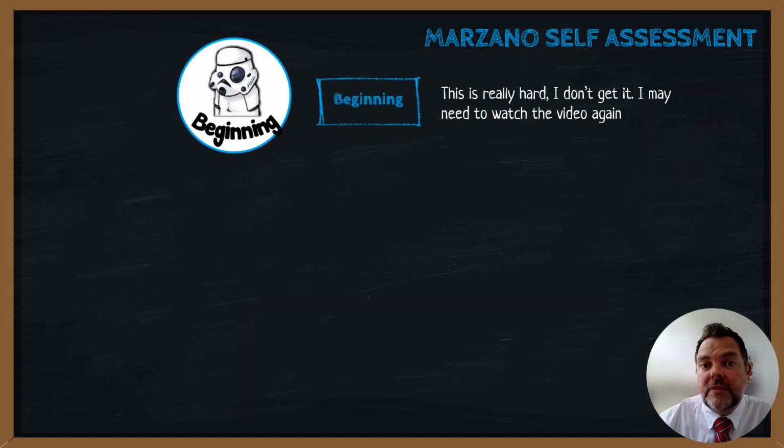So the final part of this video is to look at our understanding and to see where we are using that Marzano self-assessment scale. So we're one of the 4 areas down below. I'm going to go through those with you very quickly now. So beginning is that we really don't understand the task. We're still unsure, and we may need to re-watch that video again.